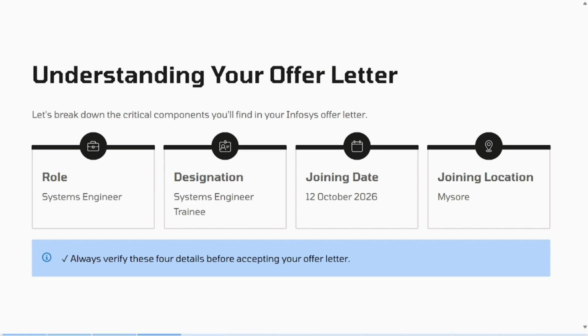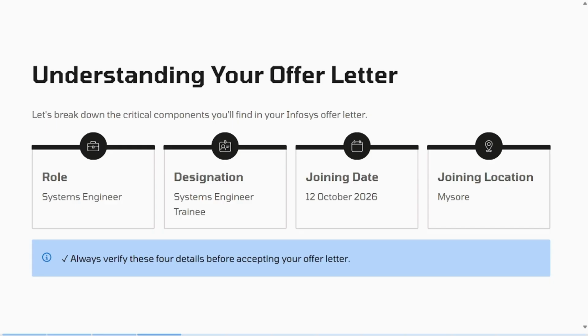The second is the designation. My designation is system engineer trainee. Many students get confused here. They ask, am I a system engineer or a system engineer trainee? The simple answer is, system engineer is the role I am being hired for. System engineer trainee is the designation I will have when I join. As a fresher, Infosys first provides training before assigning employees to projects. That's why many fresh graduate offers include the word trainee.